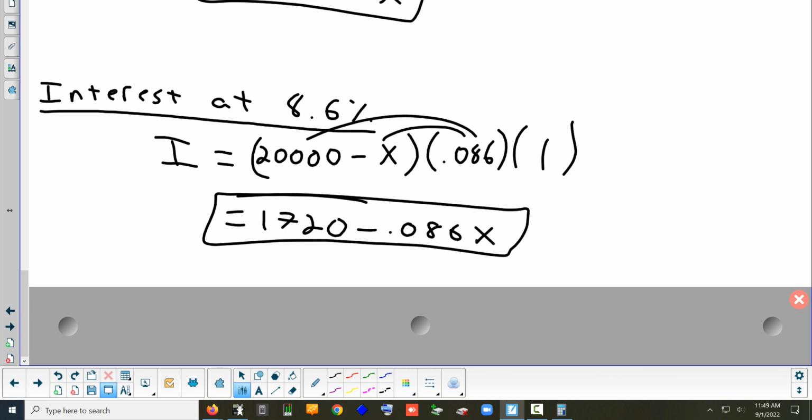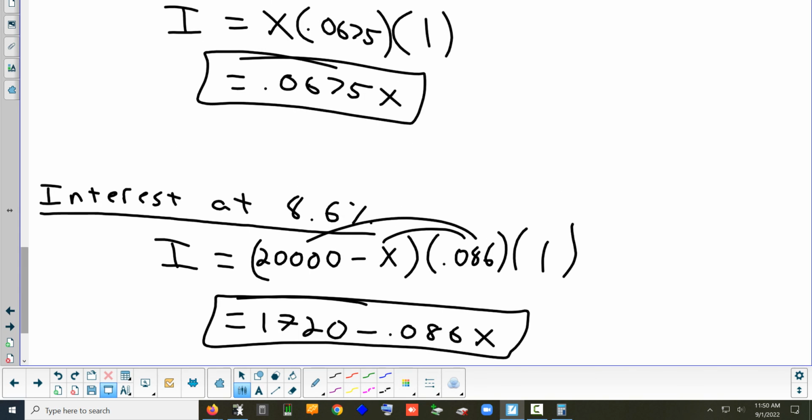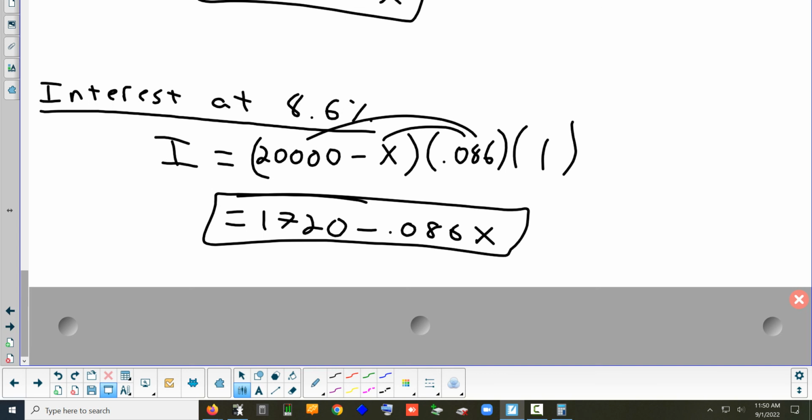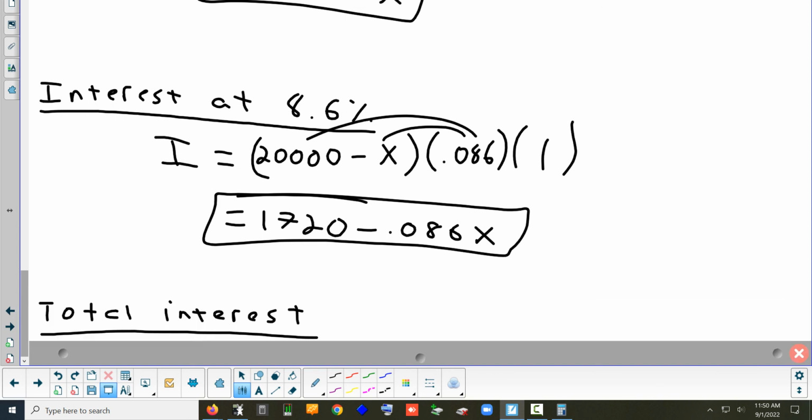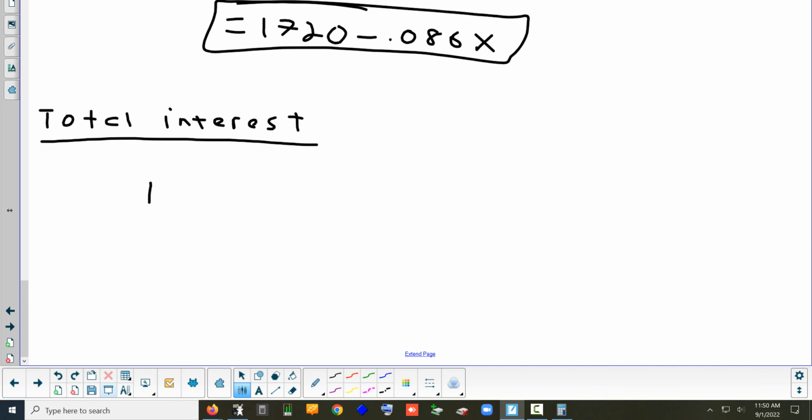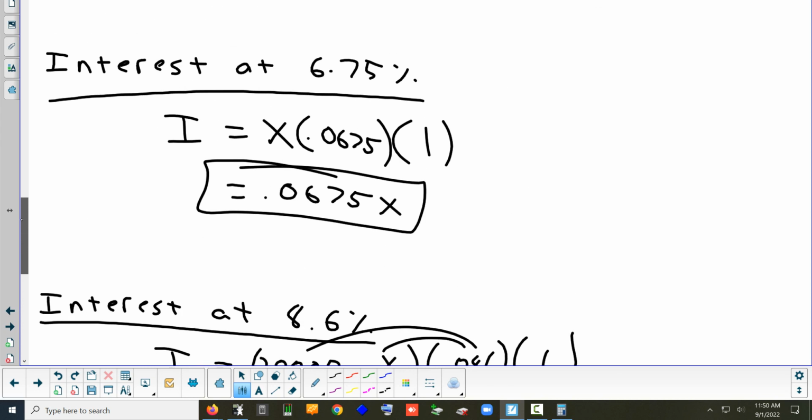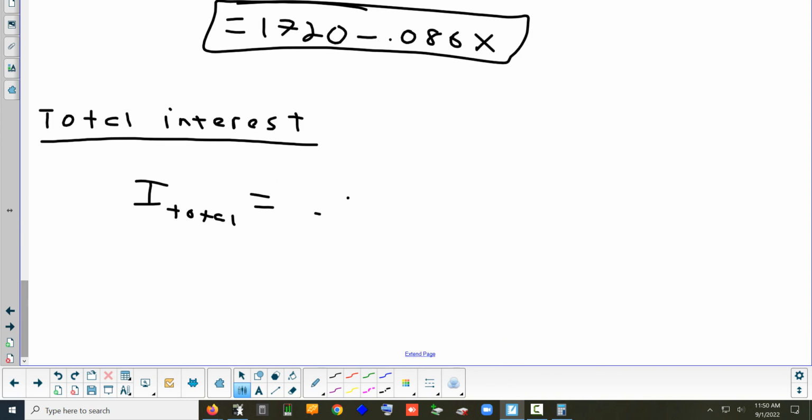So now, we want to figure out the total. What are we going to do with the amount of interest he makes here and the amount of interest made here? We add them together. So the formula for the total interest is how much money did he make in the first account? 0.0675x. Yep. Plus, how much in the second account? 1720 minus 0.086x.